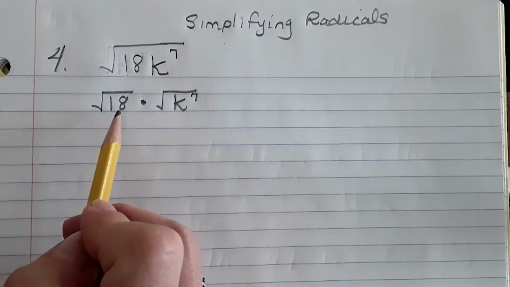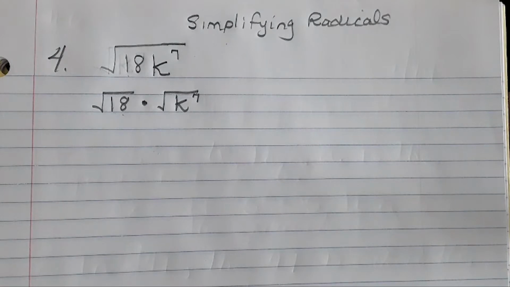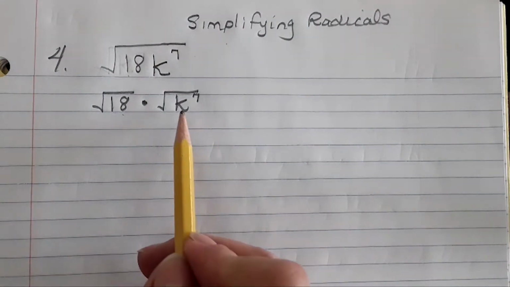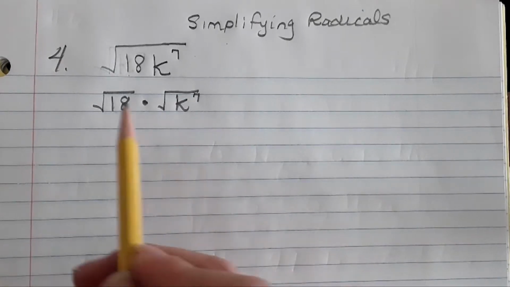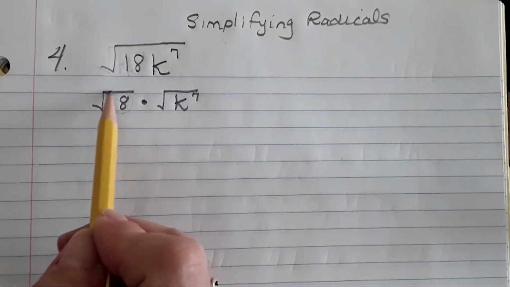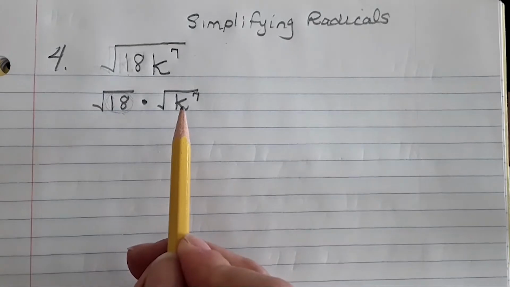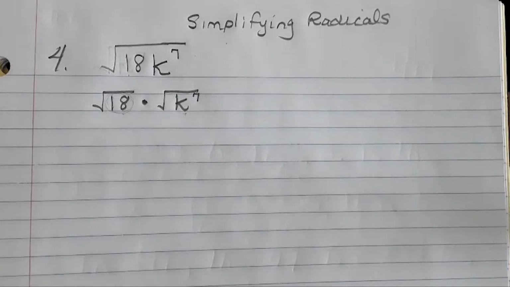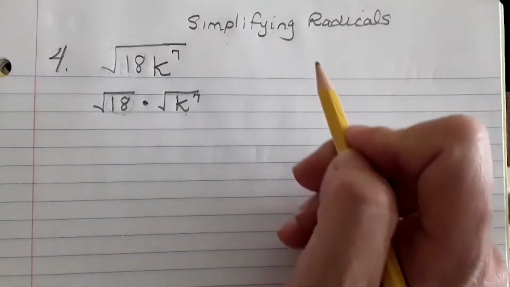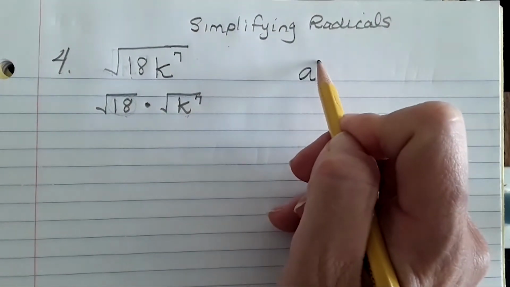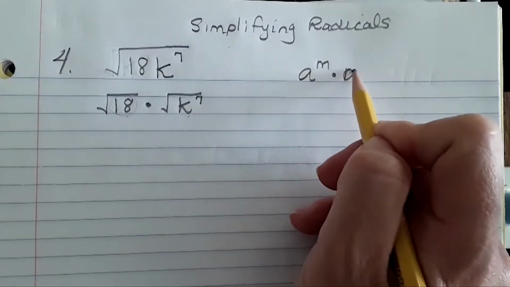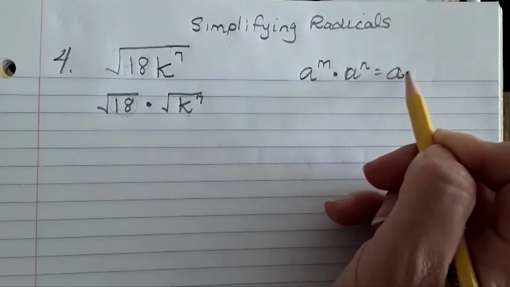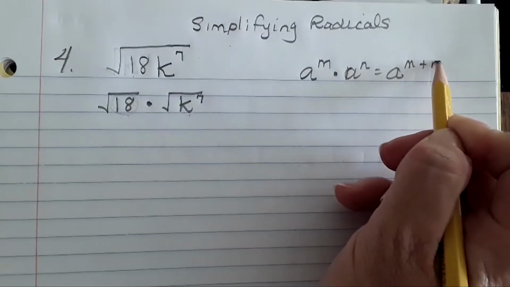The way you break down the 18 is going to be different from the way you need to think about breaking down a variable to a power, because finding a perfect square inside of a whole number is different than finding a perfect square inside of a variable raised to an exponent. What I need you to recall is when you are multiplying like bases together, remember that you add your powers together.